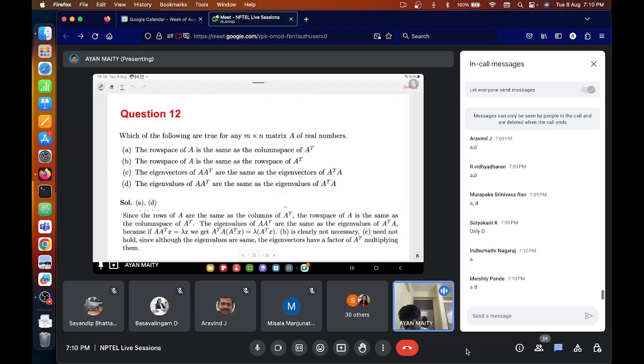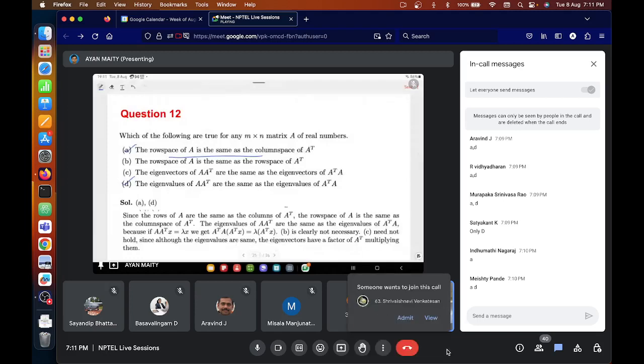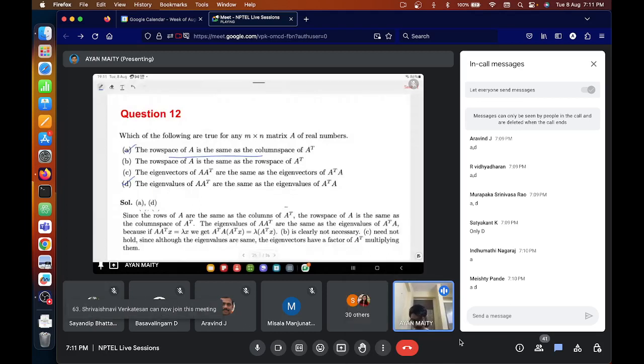So the correct answers are A and D. So most of you have answered it right in the chat. So A is very obvious because when we take the transpose of a matrix, columns become rows and rows become columns. So row space of A is same as column space of A transpose. So this is obviously correct. Option D is eigenvalues of A transpose are the same as eigenvalues of A transpose A. So you can easily find it out. So the calculation is already given here.